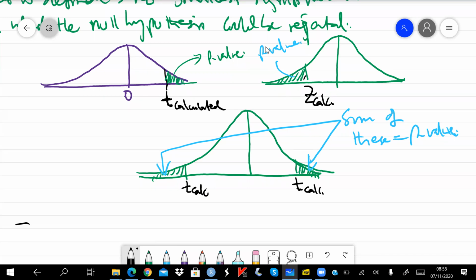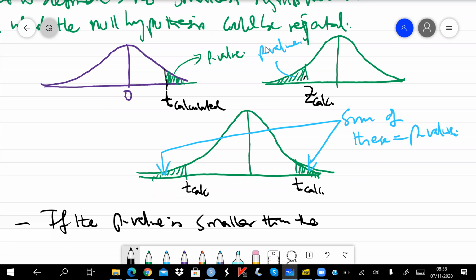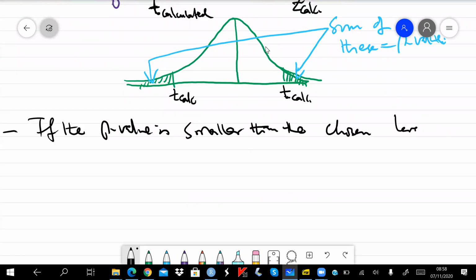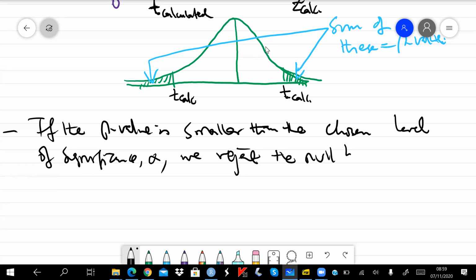if the p-value is smaller than the chosen level of significance, we say that level of significance is also denoted by alpha. So we reject the null hypothesis.